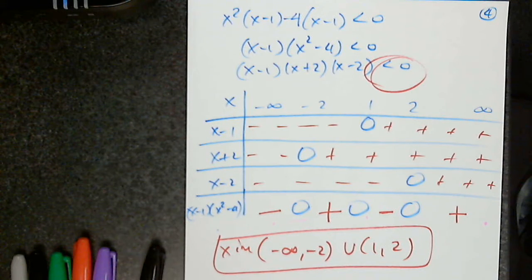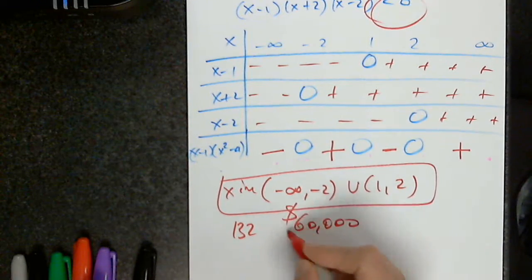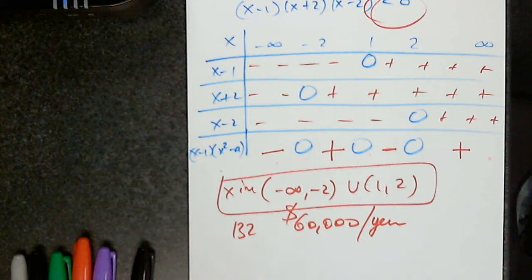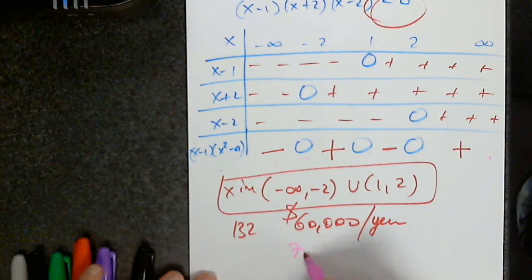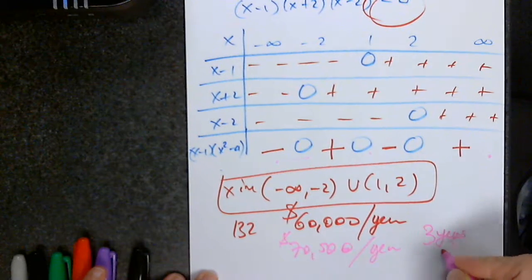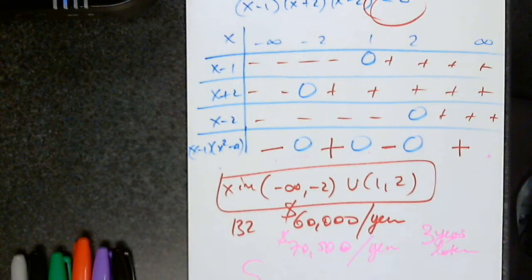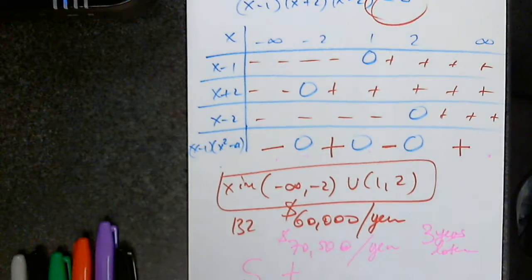And they say Margarita is hired by an accounting firm at a salary of $60,000 per year. Three years later, her annual salary was increased to $70,500. Assume that her salary increases linearly. Find an equation that relates her annual salary S and the number of years T that she has worked for the firm.